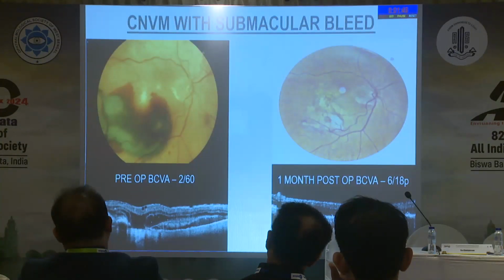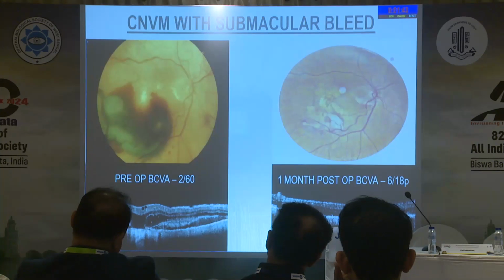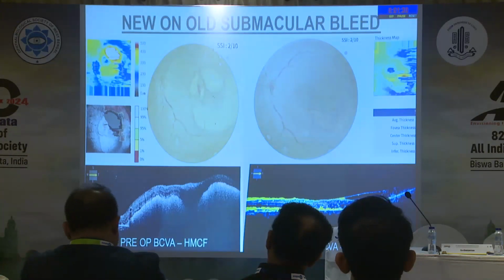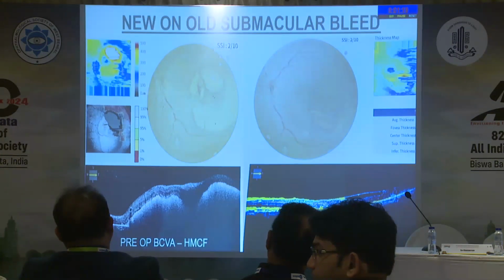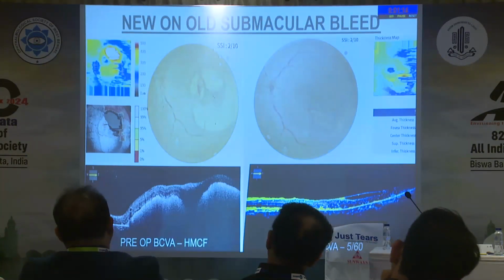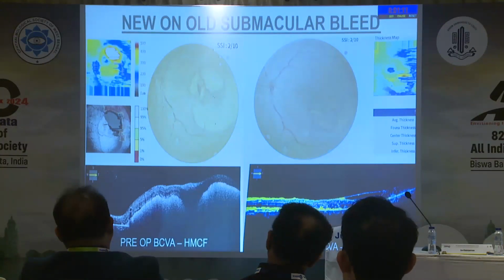This is again a CNVM, regular CNVM case with a submacular bleed treated with subretinal tPA. 1 month post-op revealed 6/18. Now this was a new on old submacular bleed. In this case, there's a post-traumatic bleed, not treated, a choroidal rupture was there underneath, formed a secondary CNVM, re-bled again. In this case, the rationale is that when we inject, the clotted blood and the fresh bleed also get mechanically displaced, and we also achieved a very satisfactory anatomical improvement with this modality.